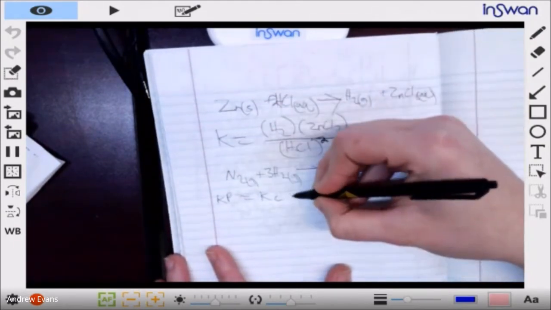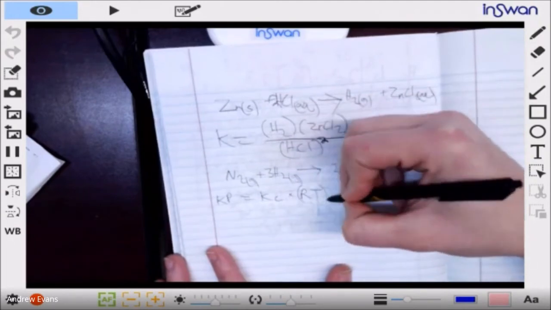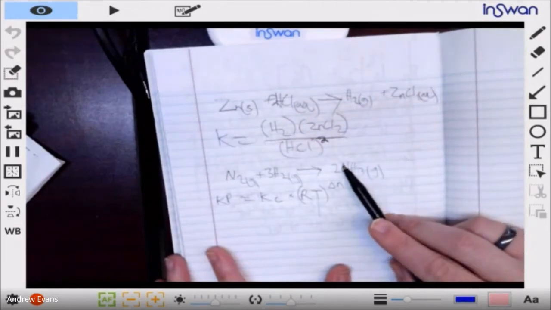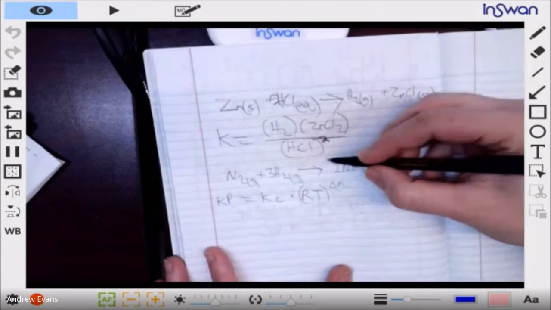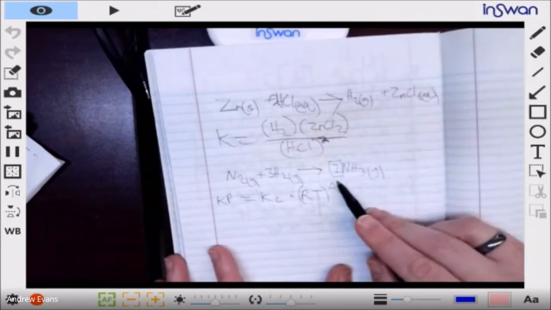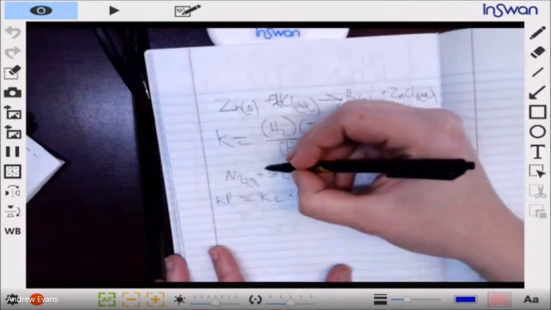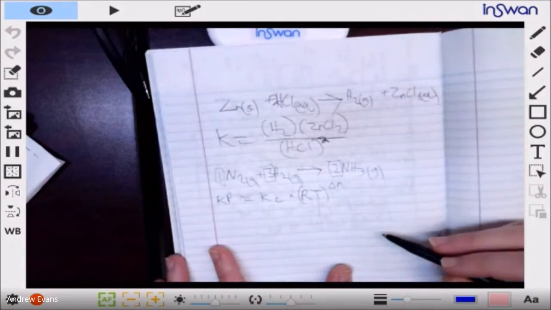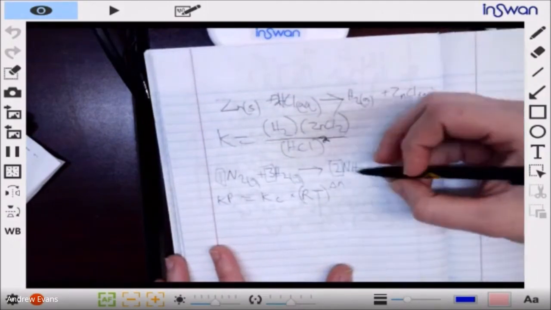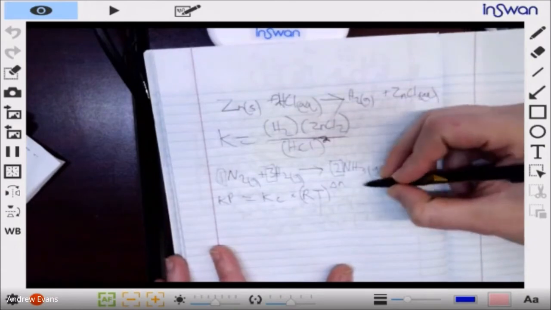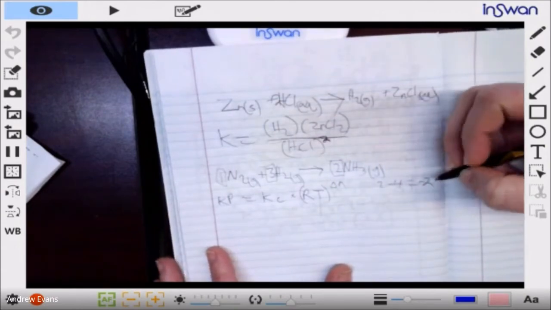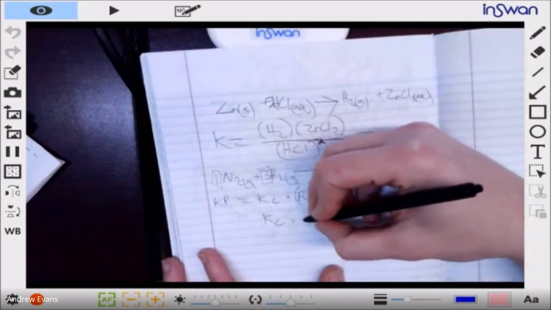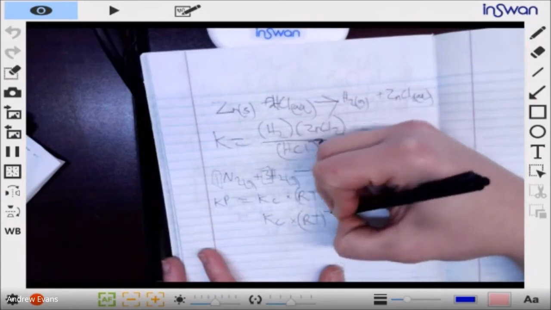Well, it's Kc times RT to the change in moles. Well, how many moles do we have on the right? We have 1, 2. How many moles do we have on the left? 1, 2, 3, 4. So the net effect is 2 minus 4, or -2. So you'd have Kc times RT to the -2.